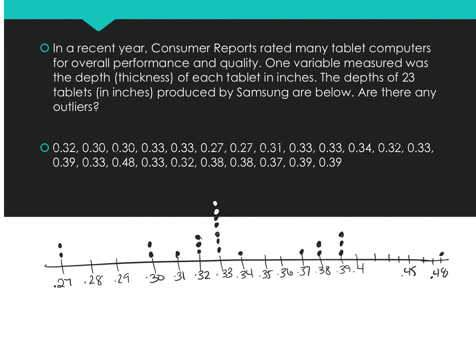All right, we have 23 values. We organize them into a dot plot. Half of 23 is 11 and a half, right? 11.5. Which means the middle value is the 12th. So 1, 2, 3, 4, 5, 6, 7, 8, 9, 10, 11, 12. This is my median. So my median, guys, is 0.33, right?